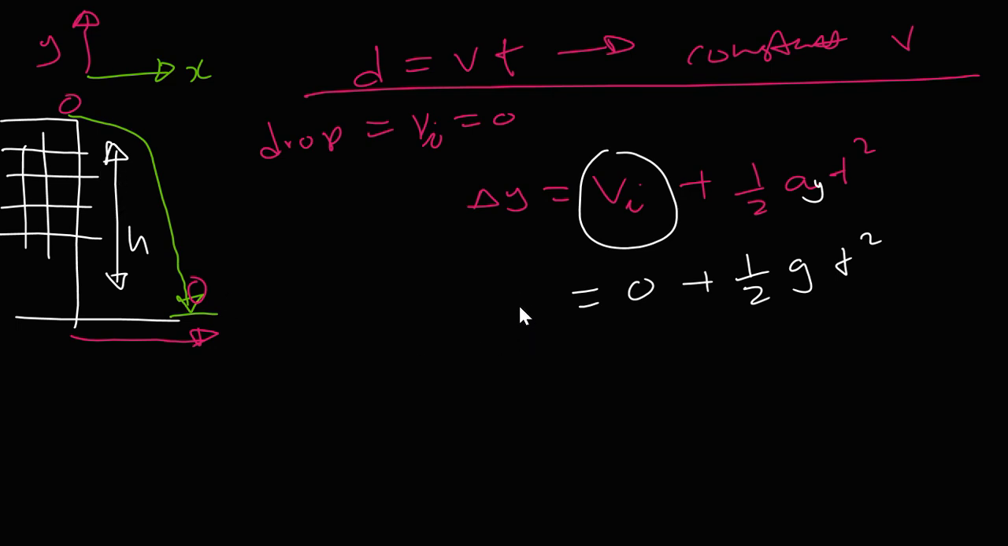The height of the building, I can now equate to the change in y, because if the ball comes from here to here, that is literally the height of the building. So we now have a formula that gives us the height of a building, which can be represented as height equals half g t squared.